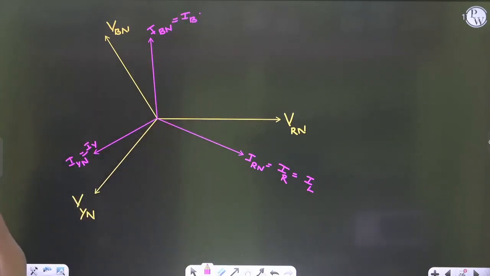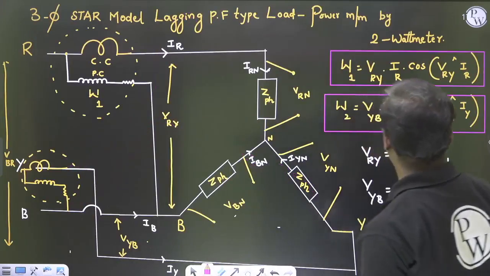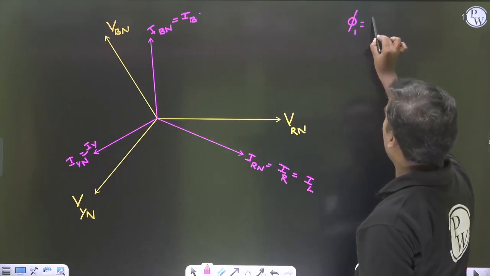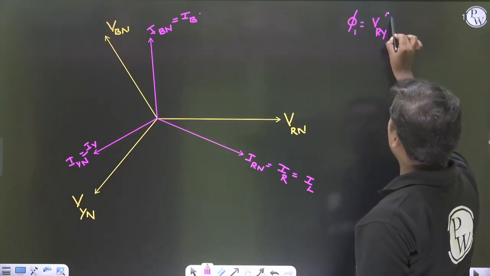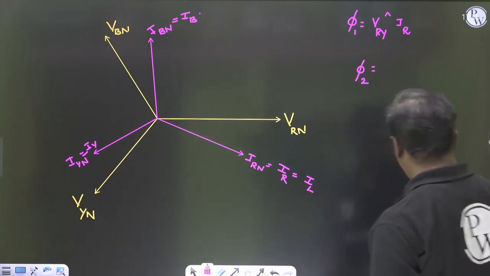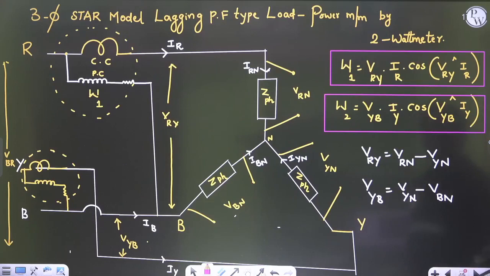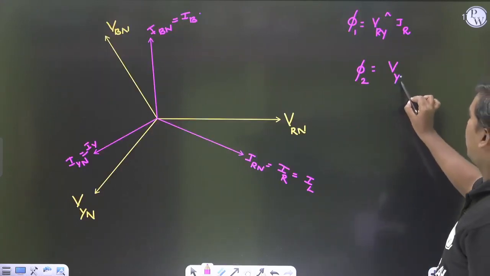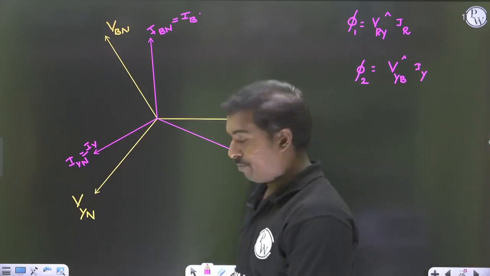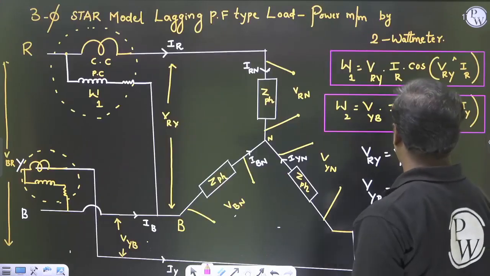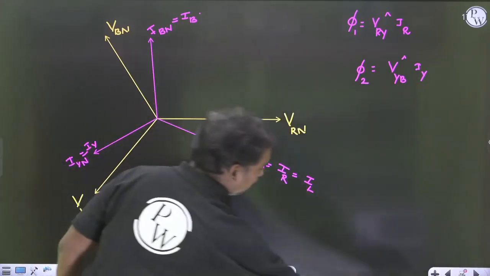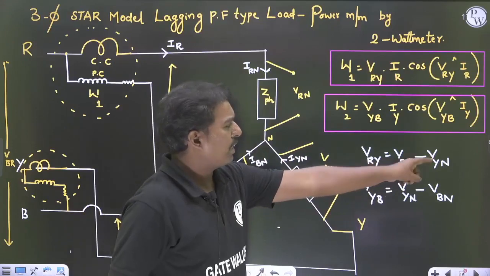Okay. So first I want the phase angle between what? First phase angle, VRY and IR. So what I want is the angle between VRY and IR, and the second phase angle I want between what? VYB and IY. First of all, we have to locate the line voltage VRY. To locate the line voltage VRY, we have to take the vector diagram of VRN minus VYN. So this is VRN minus VYN.